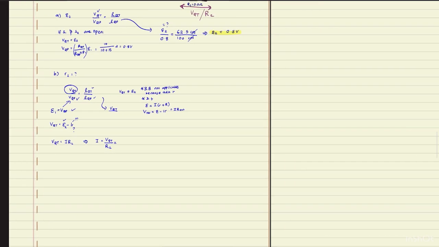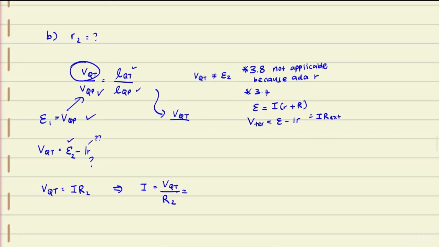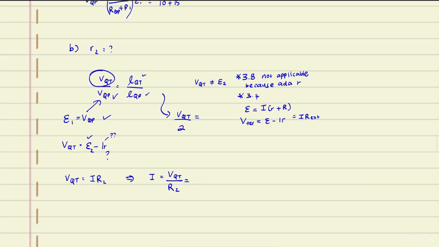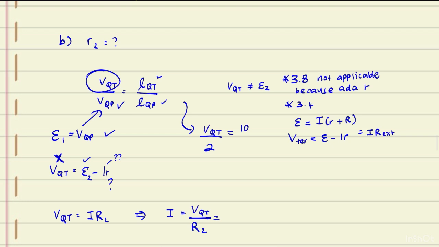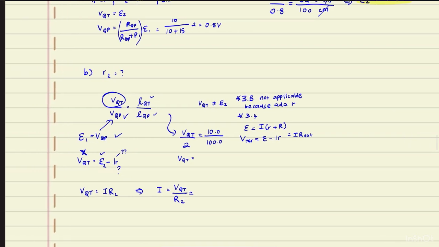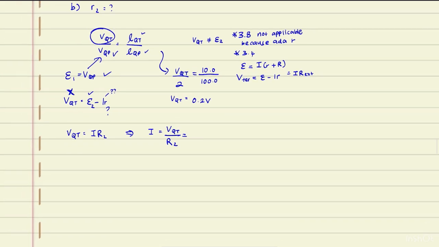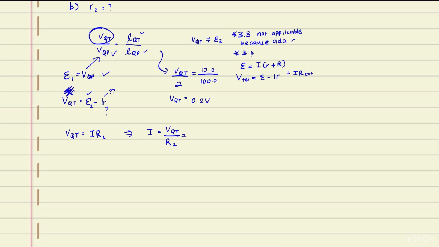So EMF 1 is 2 volts. Okay, 2 equals the length of, this we know. We know the value of QT. Okay, so VQT equals the length of QT, which is 10 centimeters, divided by 100 centimeters. So VQT will equal how much? 0.2 volt. Okay, we now have the value of VQT.